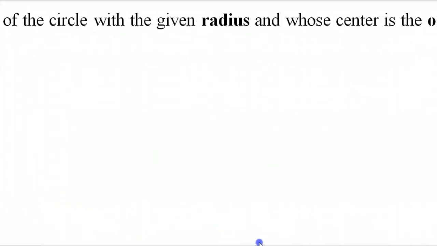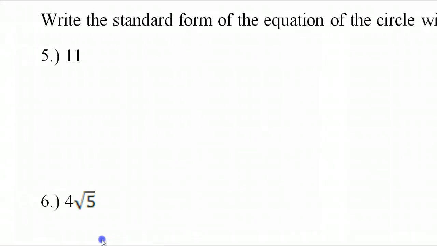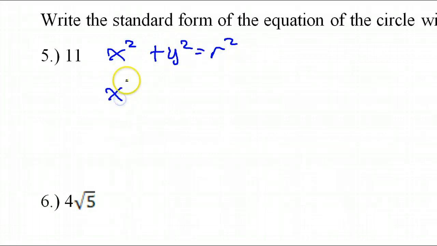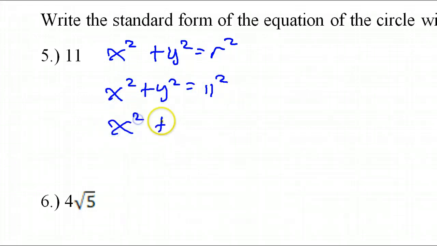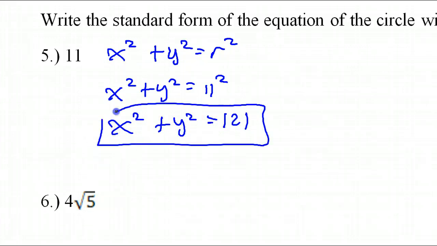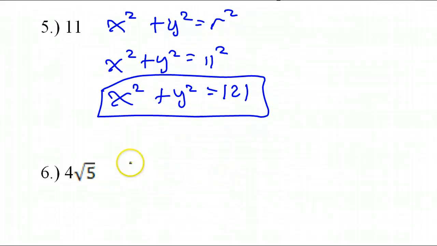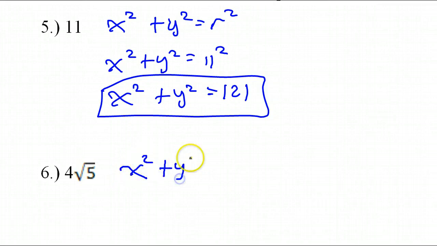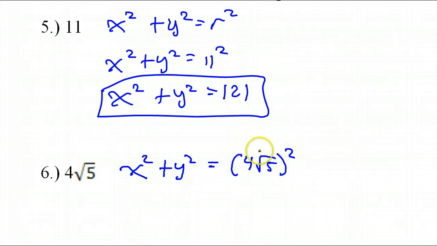All right, now let's see. Write the standard form equation of the circle given the radius and the center is still the origin. Well, that's easy, okay? Because the formula for a circle is x squared plus y squared equals radius squared. So that means x squared plus y squared equals 11 squared. So x squared plus y squared equals 121. Okay? And this will be x squared plus y squared equals 4 radical 5 squared.